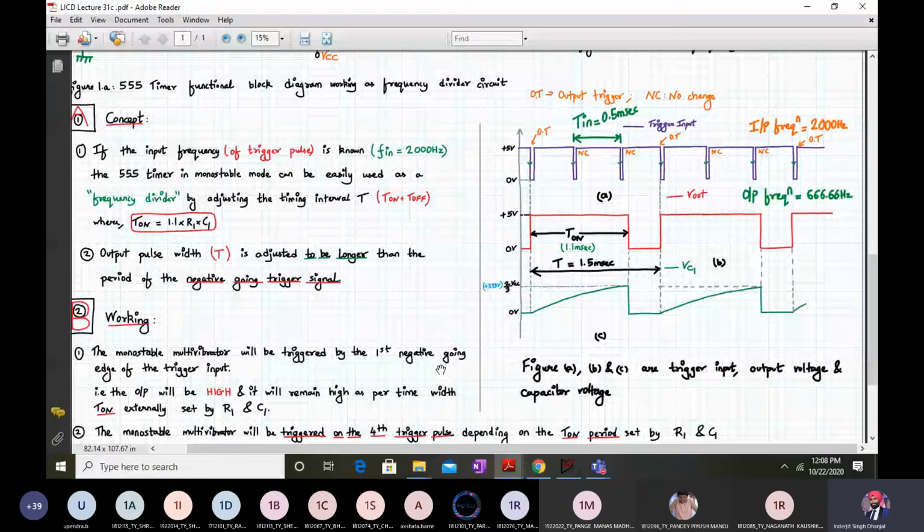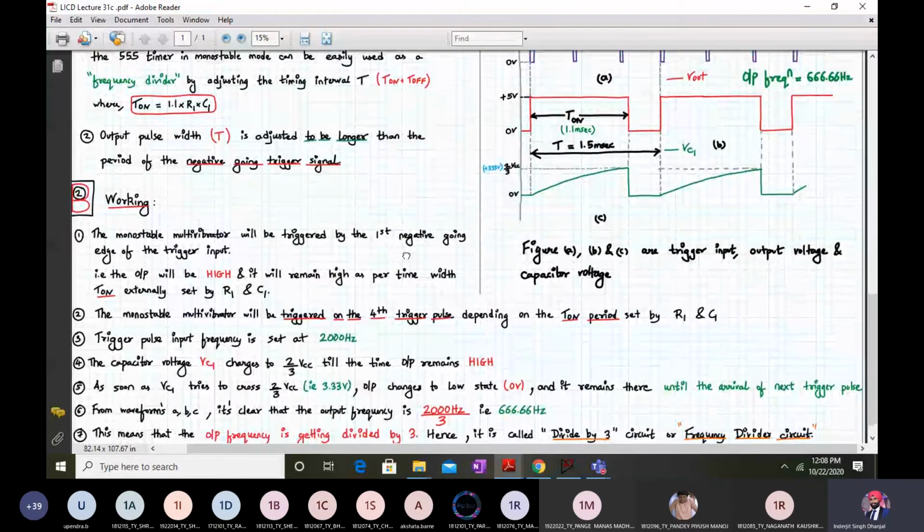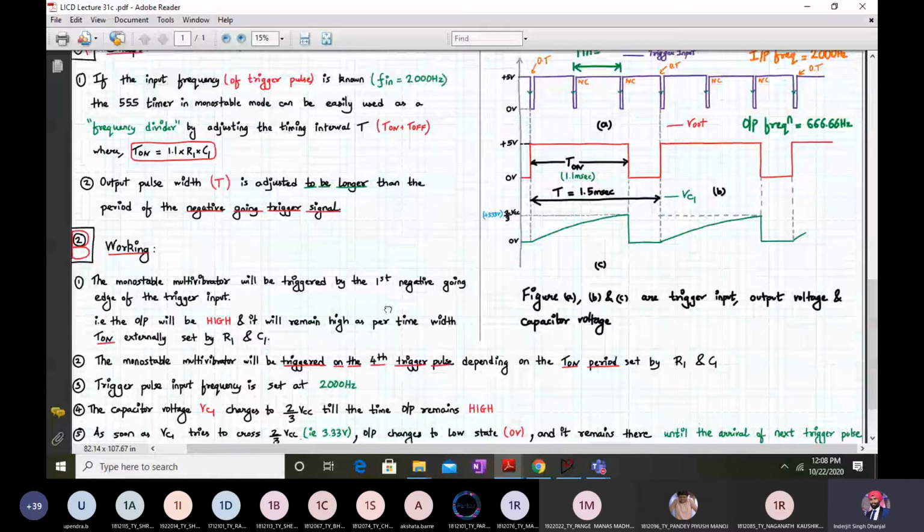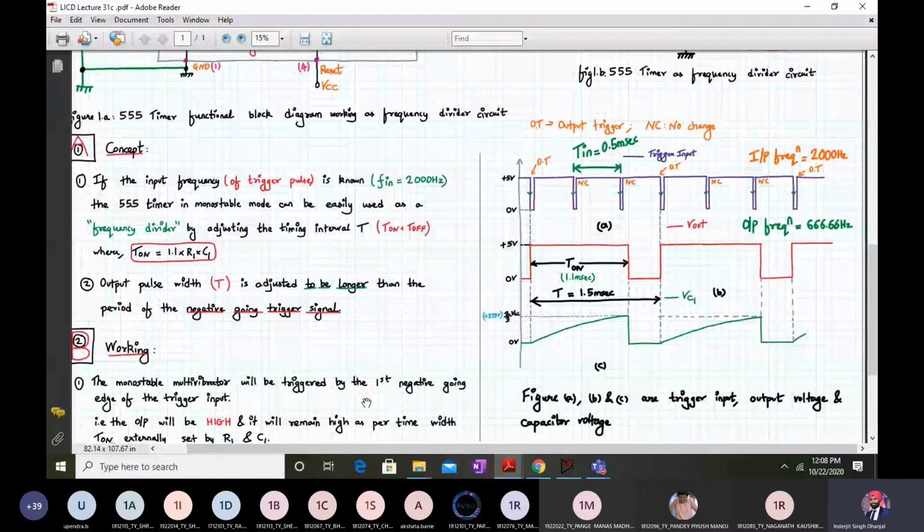2000 divided by 3. Yes, sir. So this circuit is acting as a frequency divider, or it is also called a divide by 3 circuit. In the literature they even call it that. Divide by 3, or in general a frequency divider circuit.